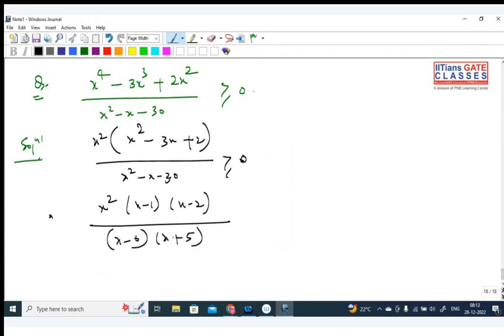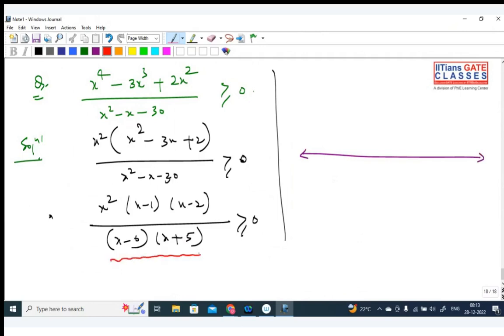Now half of the job is done. You don't have to worry about anything now. Just use the number line and you can directly answer the question, right? One more thing you have to keep in mind while solving a rational inequality: never put a dot on the roots of the denominator. That is very, very important to keep in mind. So this is 0 here, this is 1, this is 2, and this is 6, and this is minus 5. This time only one negative root is there.